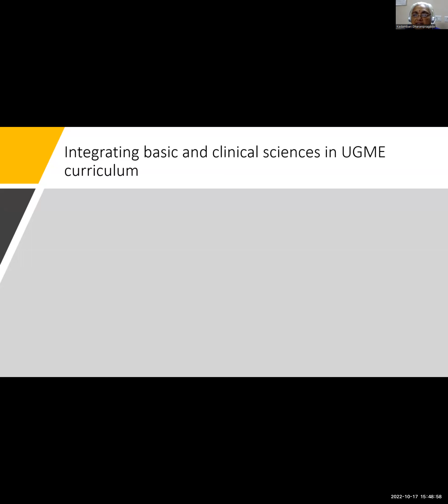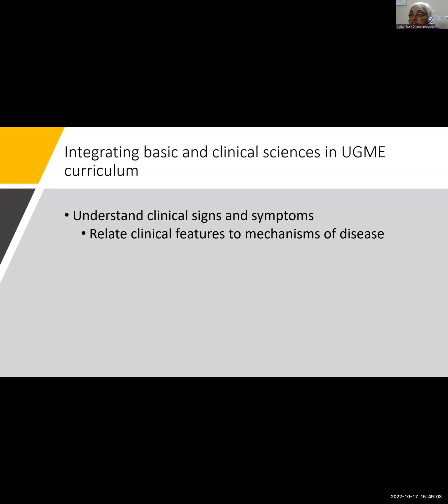And why do we need this? Because they need to understand clinical signs and symptoms. It helps them if they already know the anatomical basis of a sign or a symptom. Therefore, they are able to relate clinical features to mechanisms of the disease in pathology and microbiology and so on. For diagnostic reasoning, it helps them to make a diagnosis and differential diagnosis, and for solving difficult diagnostic problems. Okay, so these are some of the reasons why we need them to integrate basic and clinical sciences.